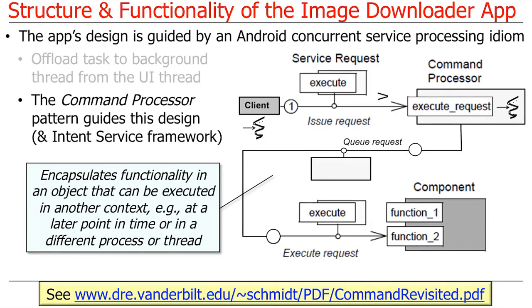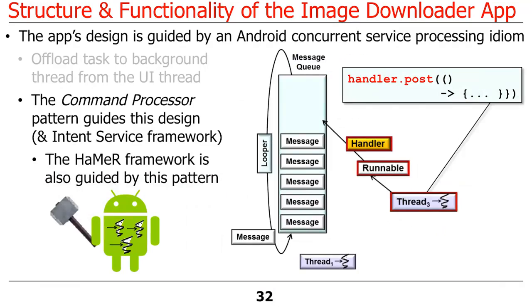The command processor pattern guides this design, as well as the design of the intent service framework. This pattern encapsulates functionality in an object that can be executed in another context, for example, at a later point in time, or in a different process or thread, as is the case here. The Hamer framework is also guided by this pattern.